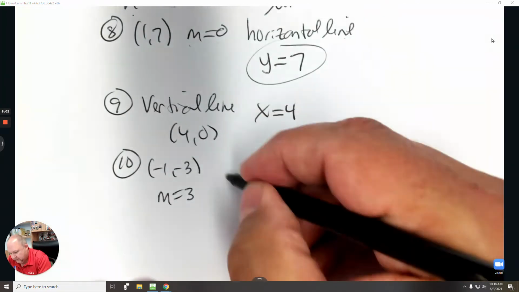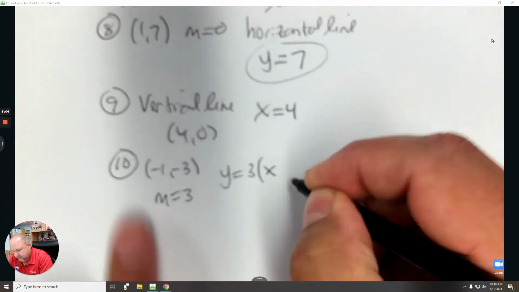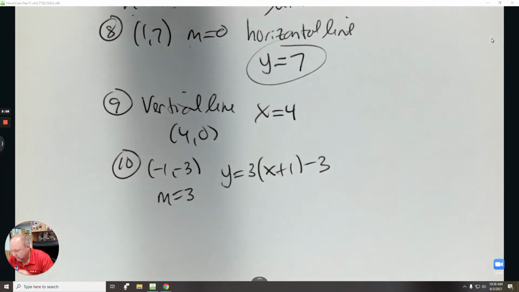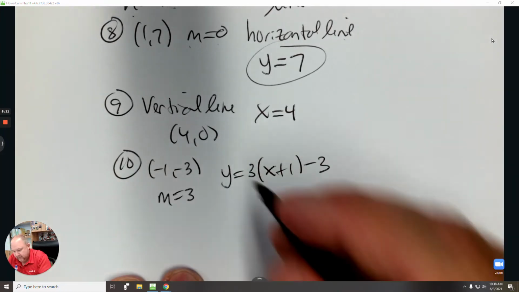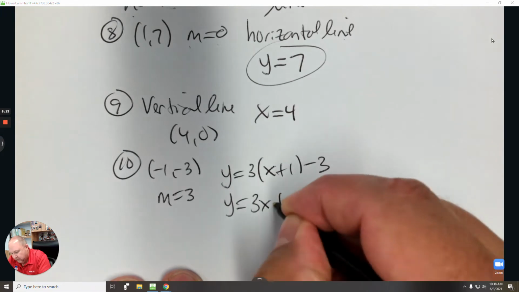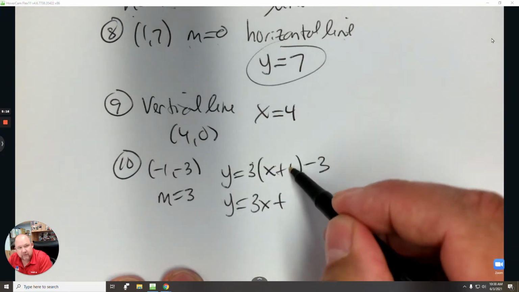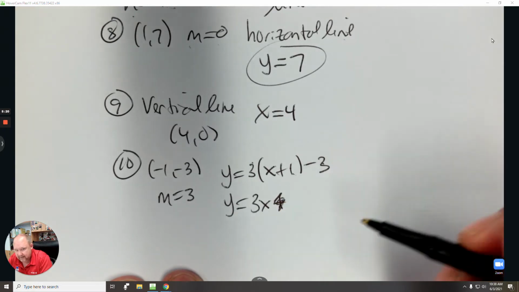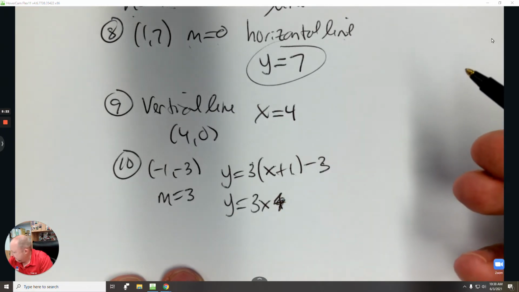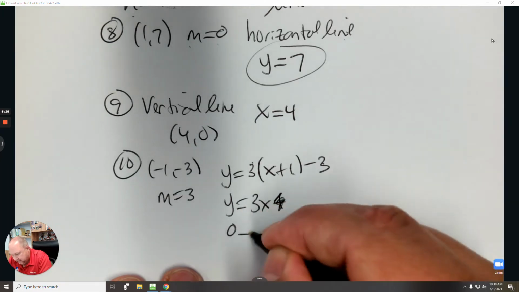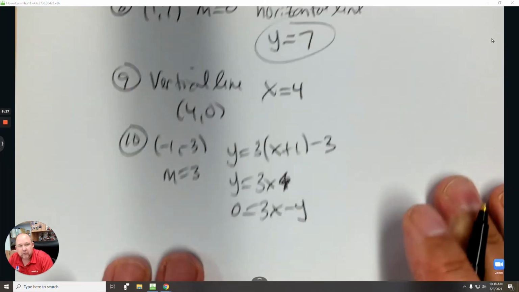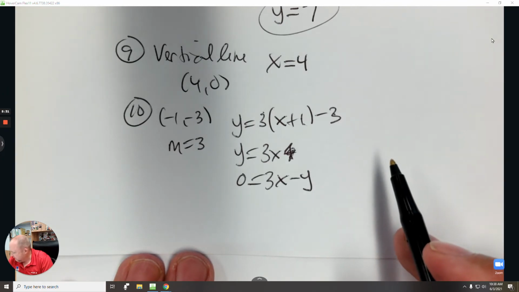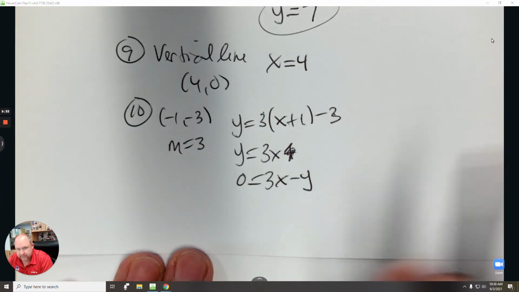So the equation of that would be y equals 3x plus 1, subtract 3. Then it says write it in general form. So if I want to write it in general form, 3 times 1 is 3, and 3 take away 3 is 0. So it's just y equals 3x. And then in general form, you just make it equal to 0. And there'd be no fractions, but there's no fractions here. So 3x subtract y equals 0 would be in general form.